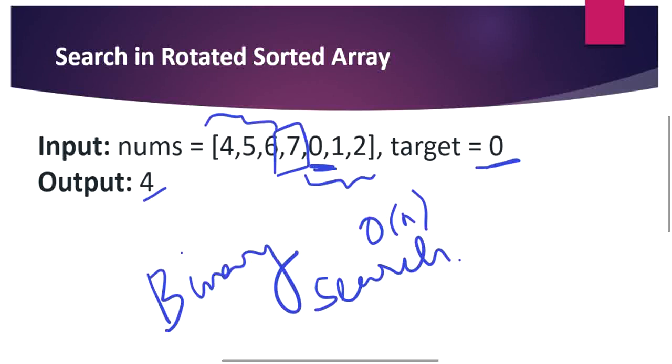But here the array is sorted and rotated, which means it will not be completely in ascending order. There will be an inflection point where it starts reducing. In this case, how do we approach this problem using binary search?